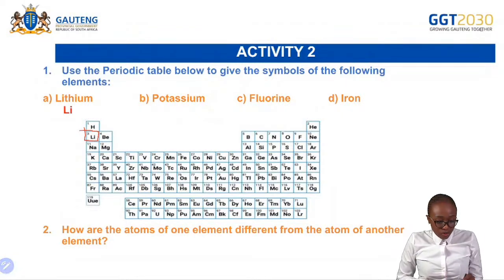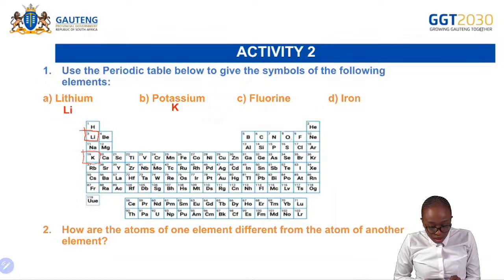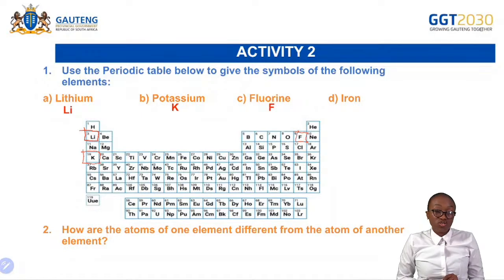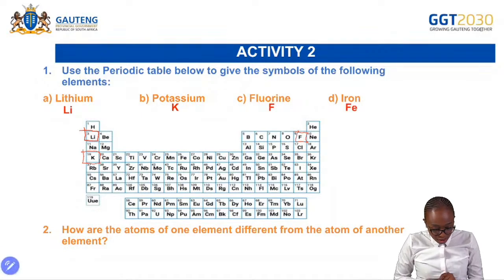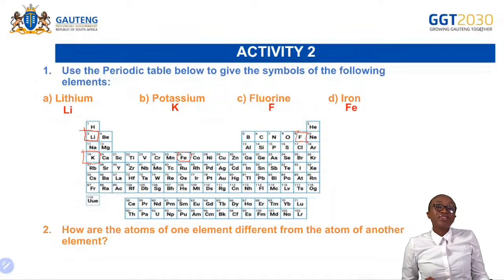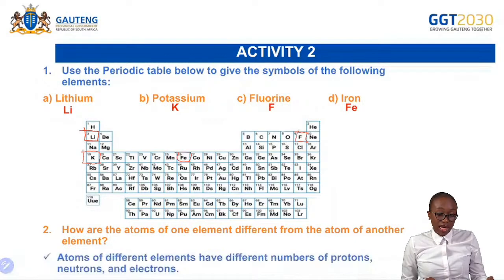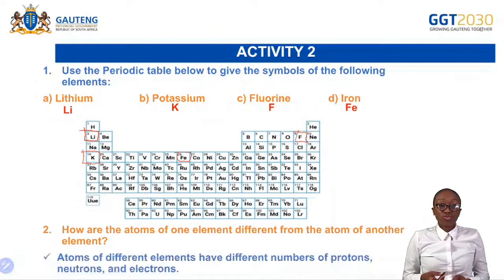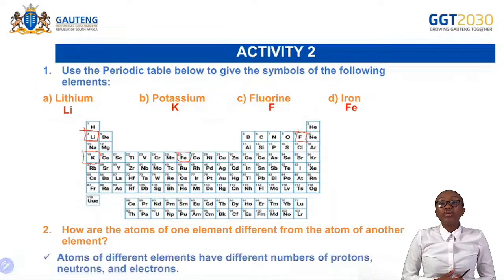The second one is potassium. Potassium is represented by the chemical symbol K. And then the third one is fluorine. Fluorine is right there with the non-metals. It is represented by the symbol F. And then iron is Fe, which is there with the metals, represented by the chemical symbol Fe. Question 2. How are atoms of one element different from another element? Atoms of different elements have different numbers of protons, neutrons, and electrons. So take 1 minute to copy down these corrections and then we'll answer number 3 together.